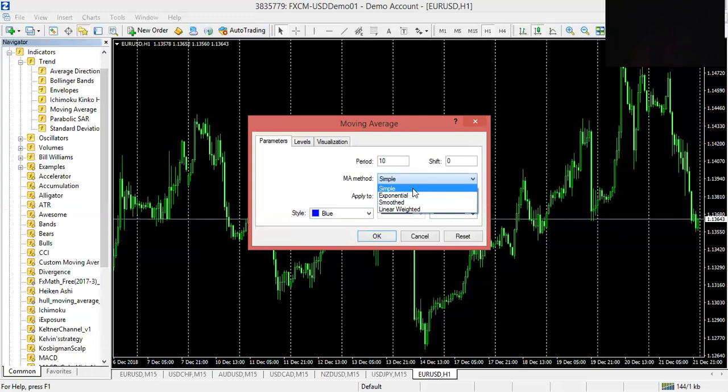I don't know if you understand that. Yeah, I get it. It draws it when it's forming. Do you understand? But the smoothed average is the same thing.